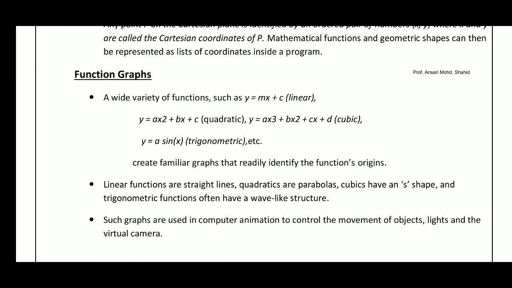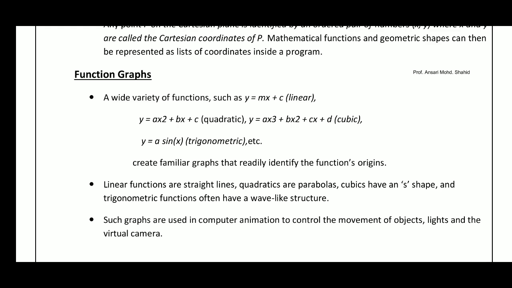Next is the function graph. Function graph here means a wide variety of functions such as y is equal to mx plus c, that is linear. Quadratic, if you see y is equal to ax squared plus bx plus c, that is a quadratic equation.